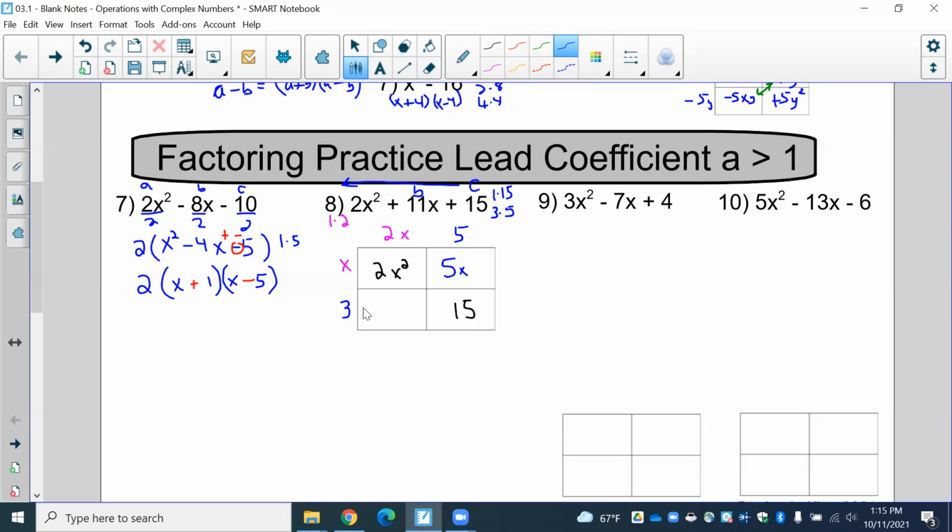And then 2x times 3x is now 6x. And now I have found that middle term that equals 11x, right? So now you can see 2x squared plus 11x plus 15 is the original problem. And so that provides you your actual factorization.